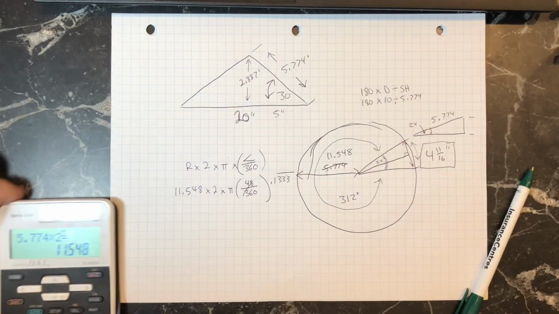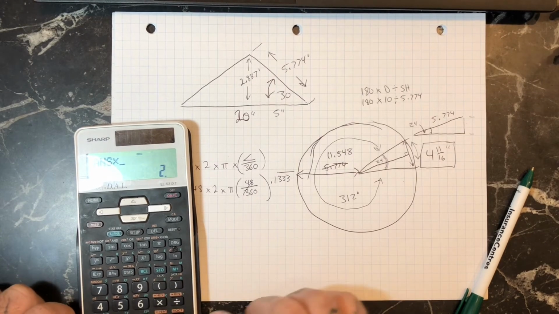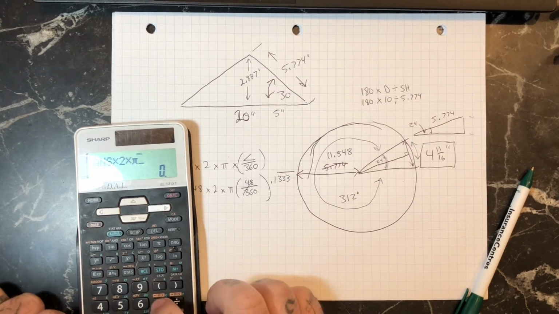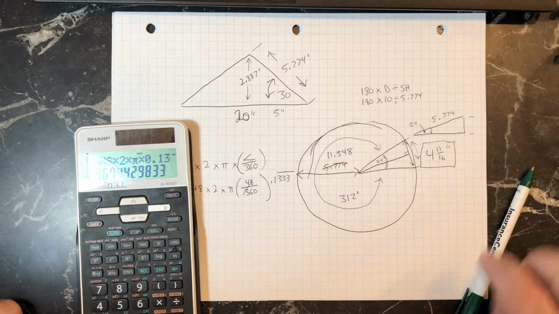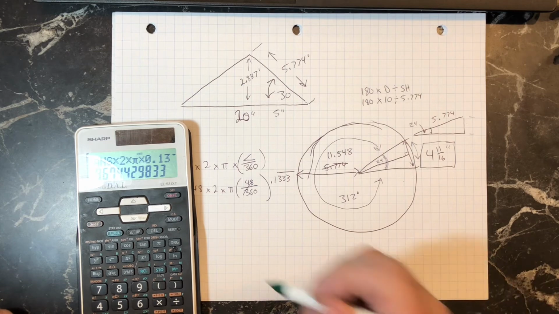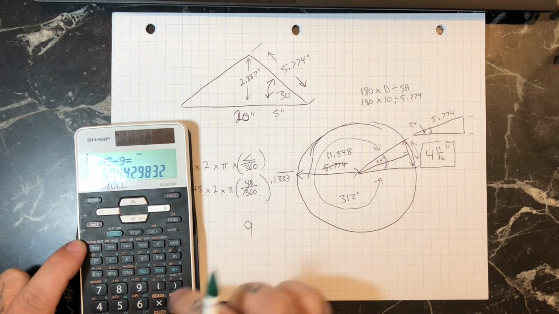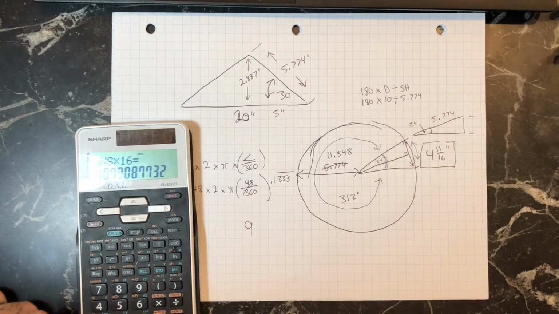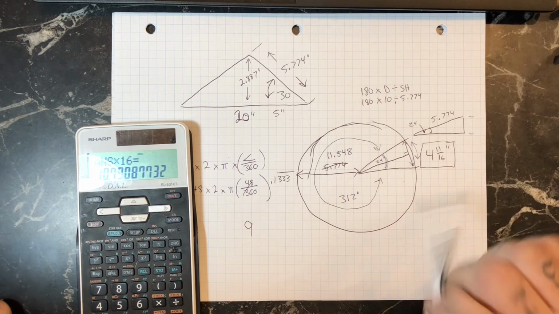Now I can just figure this out. I already have the 11.548 on my calculator, so times 2 times pi times 0.1333, etc. That gives me 9.674, etc. Turning that to a fraction, minus 9 equals, and then times 16, gives 11/16. Because I rounded things off a little bit here, I ended up with a number that's a little bit smaller.